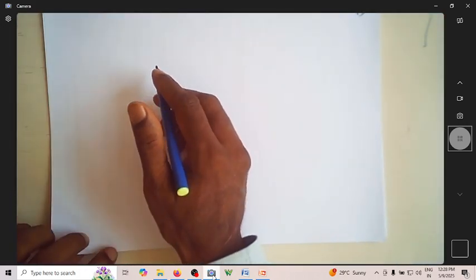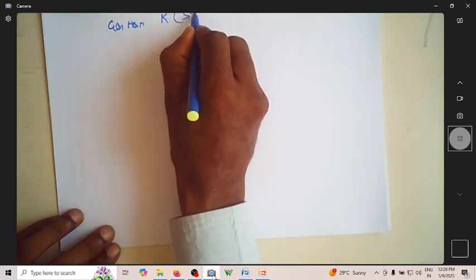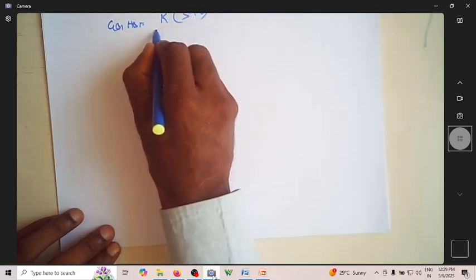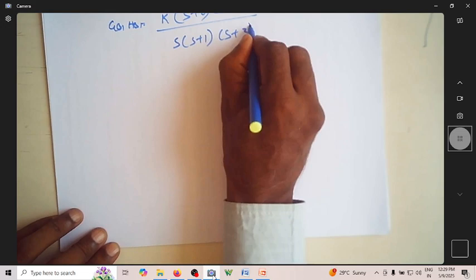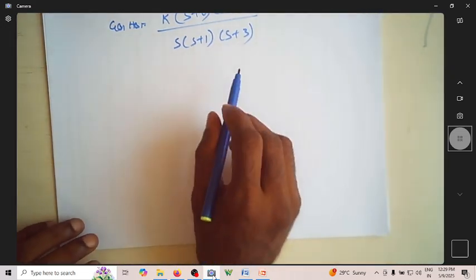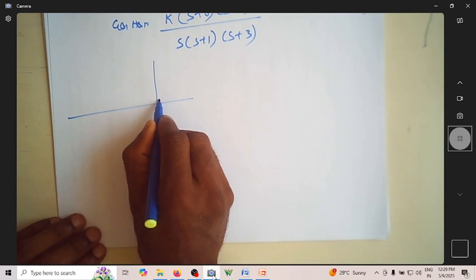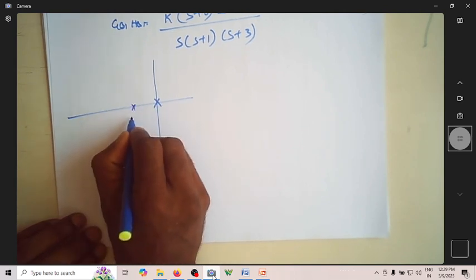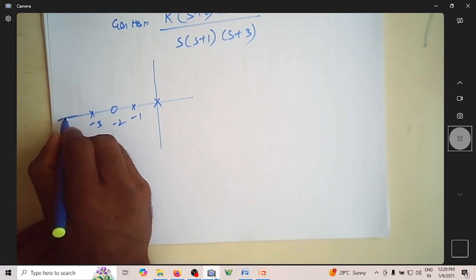Okay, let us move on to another equation. Now let us take g of s into h of s is equal to k into s plus 6, s plus 2, divided by s into s plus 1 and s plus 3. Suppose if I take this, the poles are at origin, minus 1, minus 3, there is a zero at minus 2, there is a zero at minus 6.